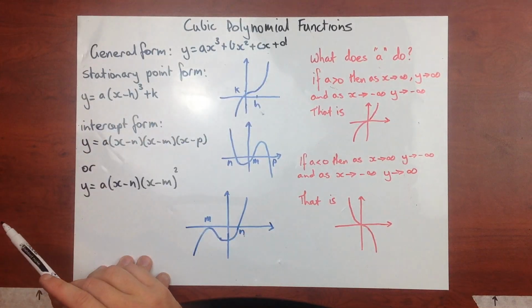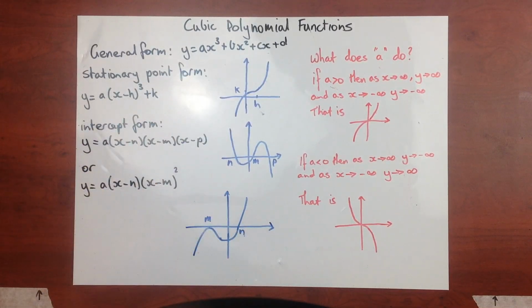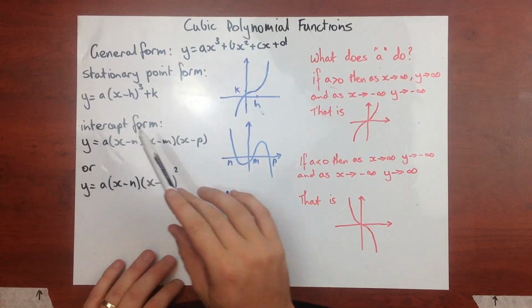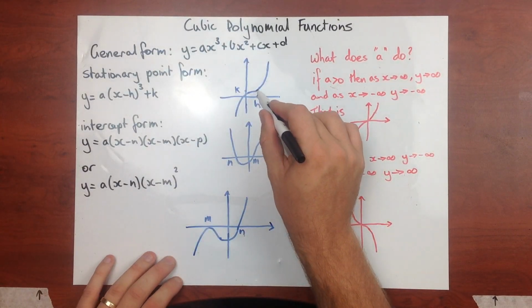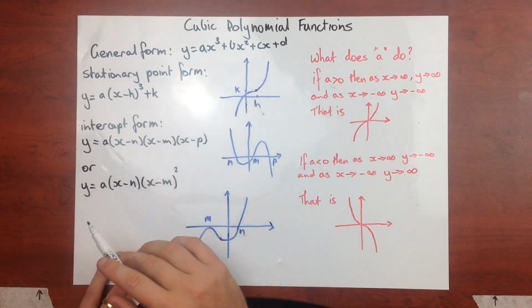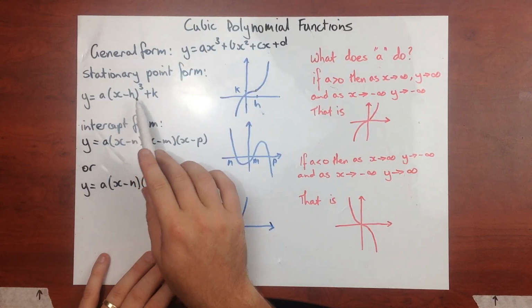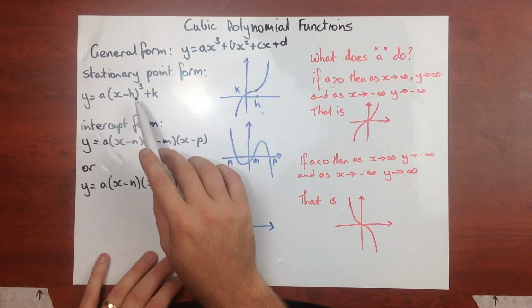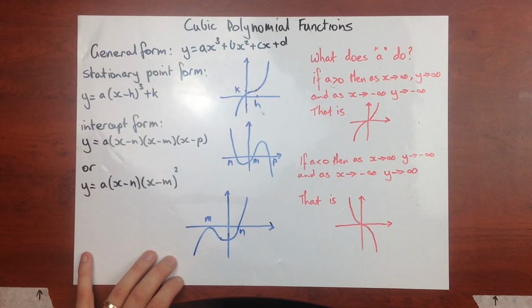Notice I didn't call it turning point form. I probably won't refer to turning point form; we usually just say that for our quadratics. But stationary point, which we'll learn a lot more about later on, is this point in the middle here, which is going to be at the point (h, k). So our stationary point is at (h, k) now, instead of our turning point.